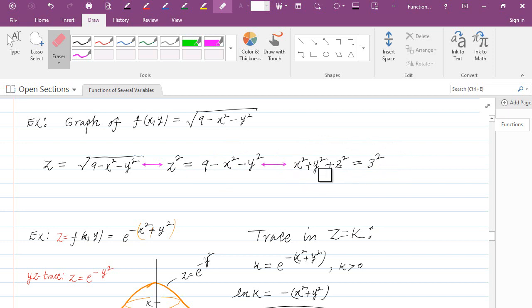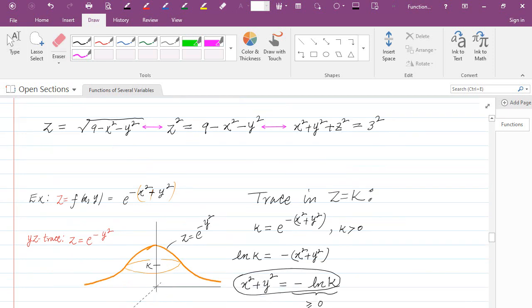But we're not going to get the entire sphere because z is the positive root of this quantity. So z is non-negative. So we are getting the upper half of the sphere of radius 3 centered at the origin. So here the graph of this function is the upper half of the sphere of radius 3 centered at the origin.